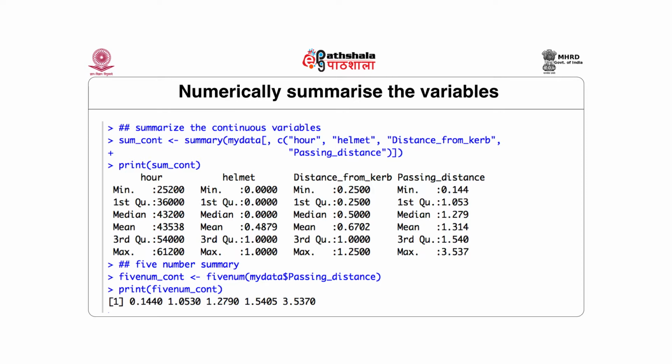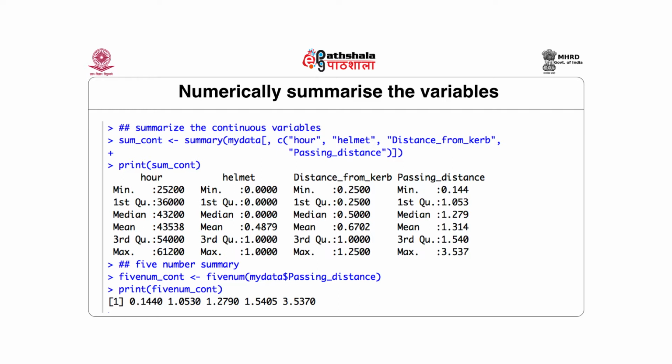Likewise, if you look at the distance from the curb, you see something very, very odd. The minimum is 0.25, the first quartile is 0.25, the median is 0.5, the mean is 0.67, the third quartile is 1, the maximum is 1.25. So there's something going on there. It's essentially a categorical variable masquerading as a continuous variable. Do you see the importance of asking for the summary in this way?